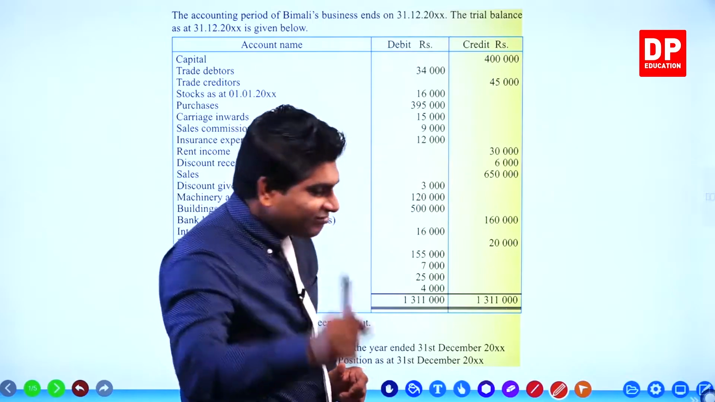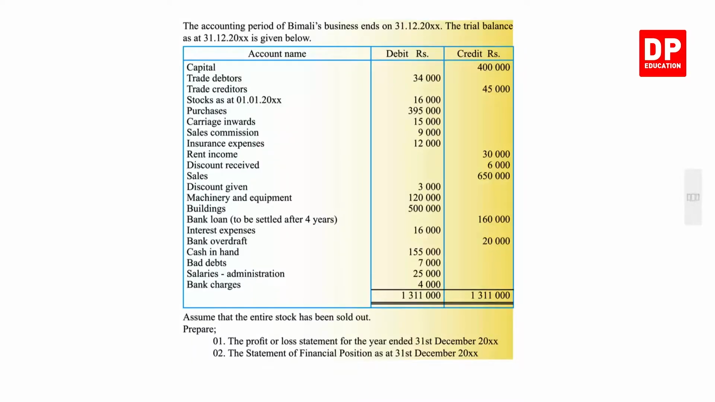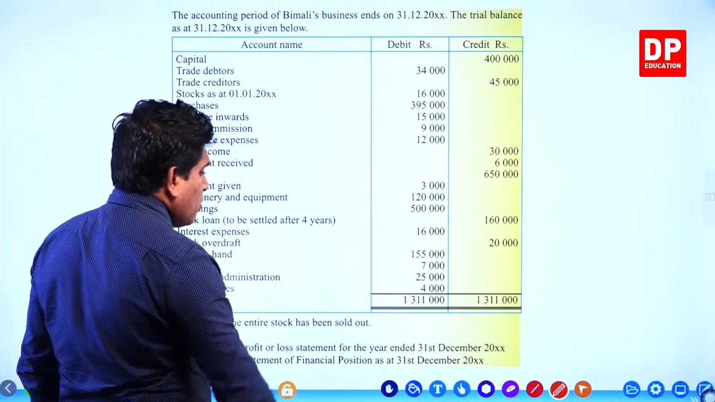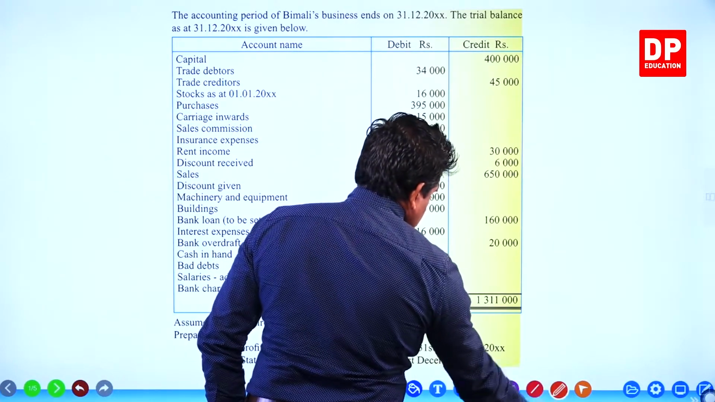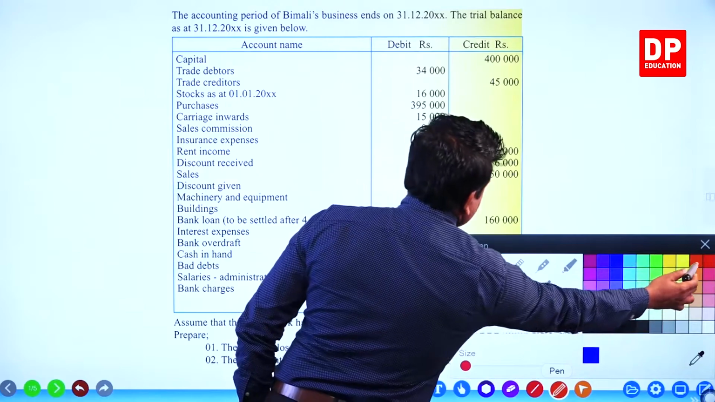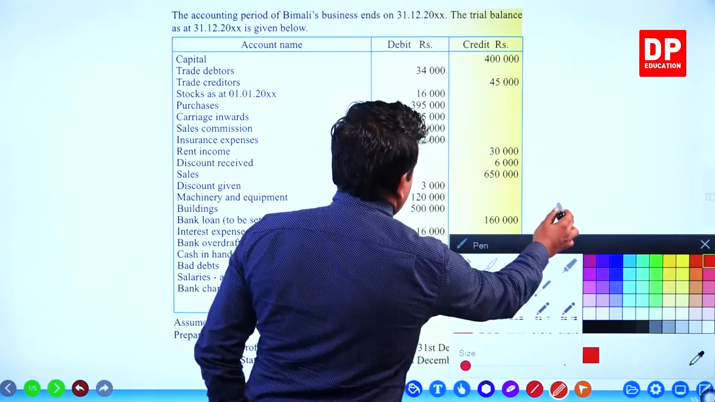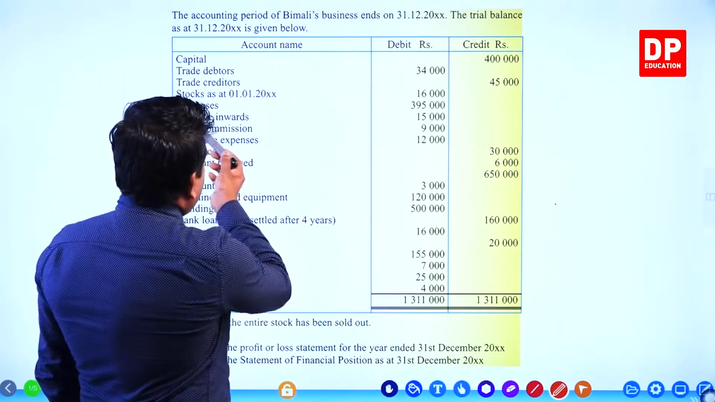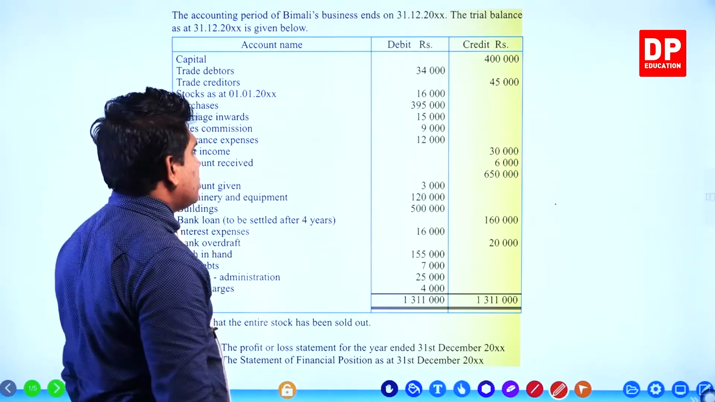Are you ready? Right. Now, the accounting period of Bimali's business ends on 31st December, you can think 2020. The trial balance as at 31st December in the same year, 2020, is given below. Now you know the method. In the previous lessons also I used the same method. Before we do the question, we have to classify each item, where we record it, right?